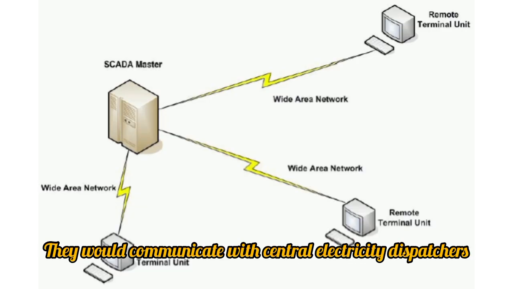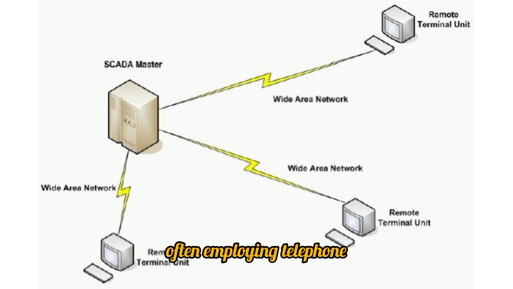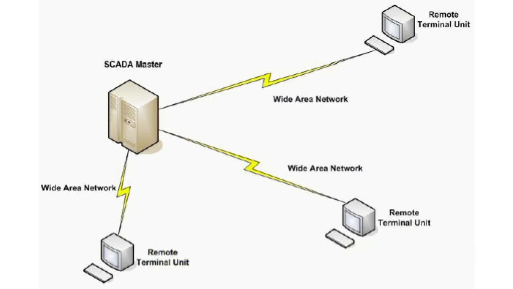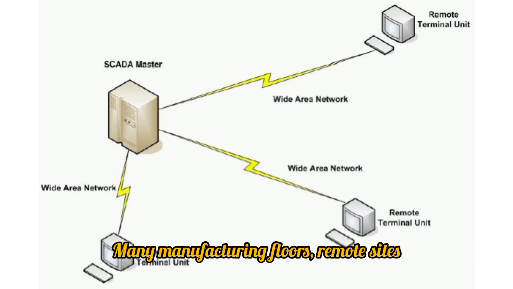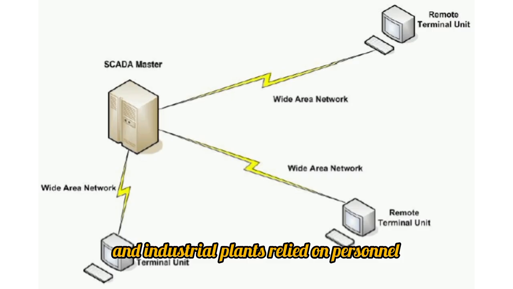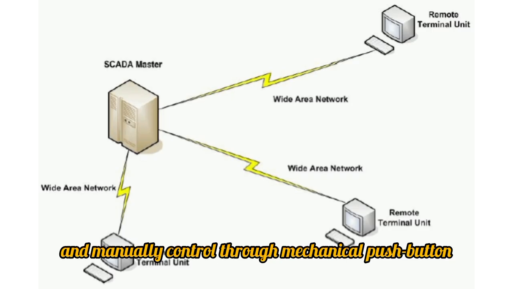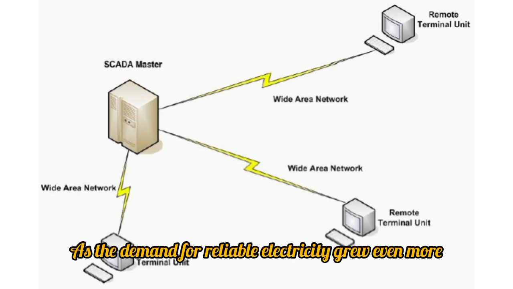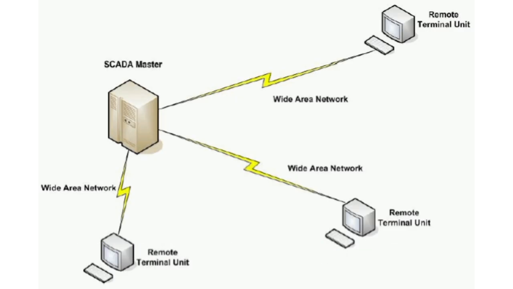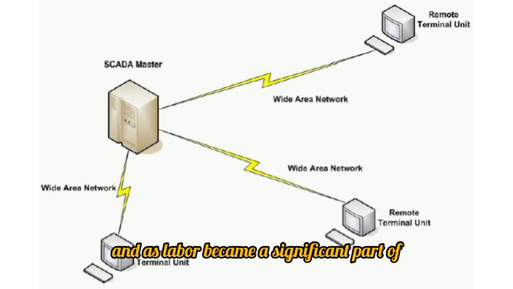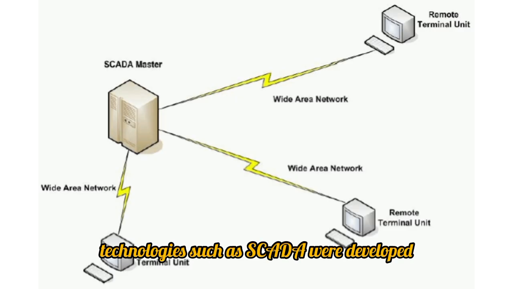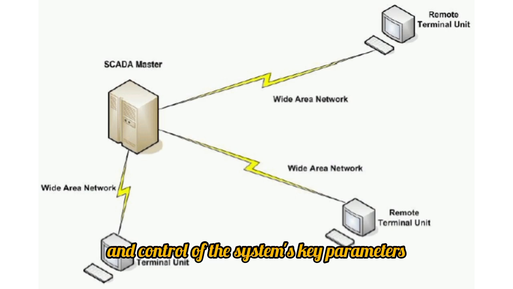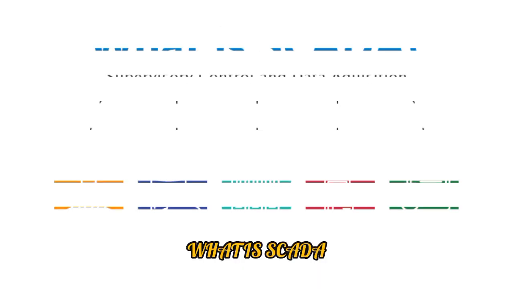They would communicate with central electricity dispatchers, often employing telephone, to keep them informed about the condition of the system. Many manufacturing floors, remote sites, and industrial plants relied on personnel to monitor equipment and manually control it through mechanical push-buttons and analog dials. As the demand for reliable electricity grew even more, and as labor became a significant part of the cost of providing electricity, technologies such as SCADA were developed, which allow remote monitoring and control of the system's key parameters.